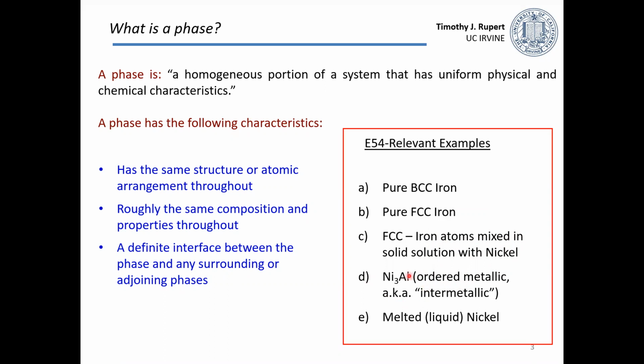Another example would be something like Ni3Al. This is what's called an ordered metallic, or an intermetallic. So this is something where it has one of those ordered chemical phases. We can also have things like liquid materials as well. So I could take nickel, and if I heat it up enough, it will melt and become a liquid. That's a phase too.